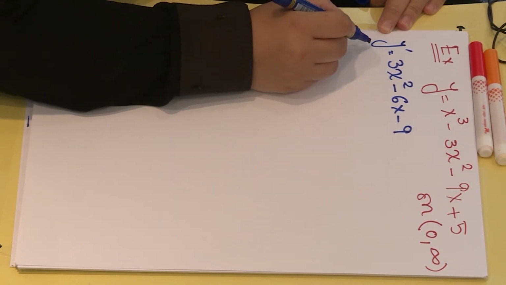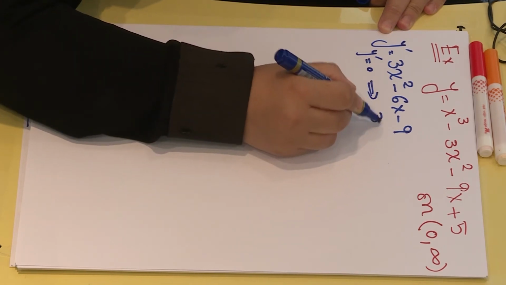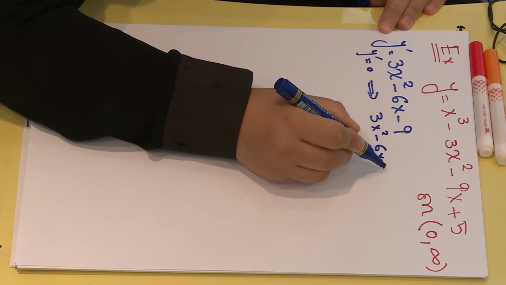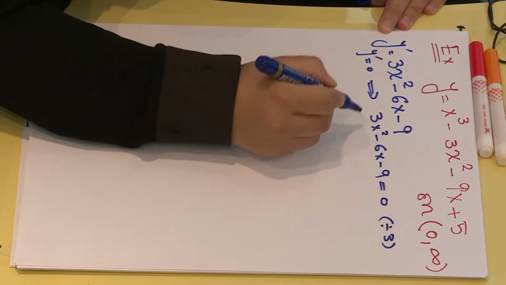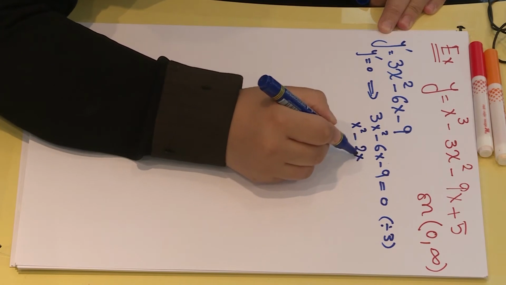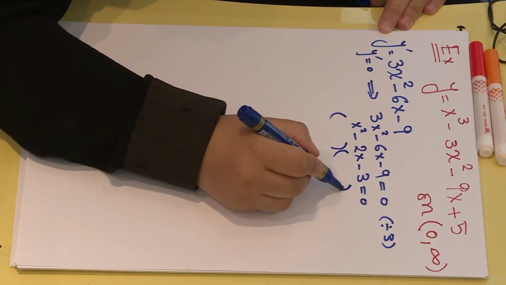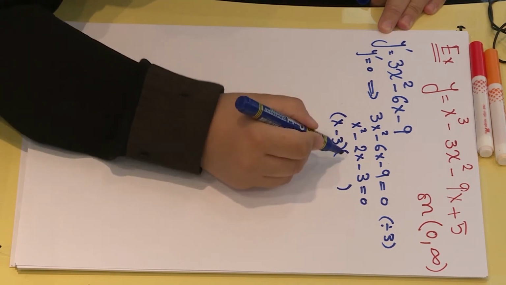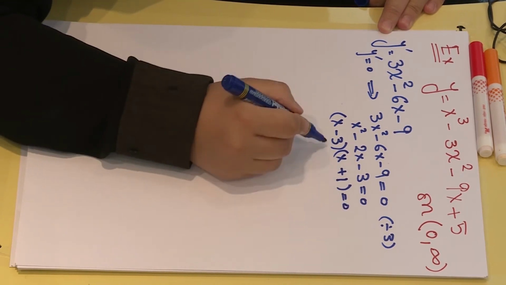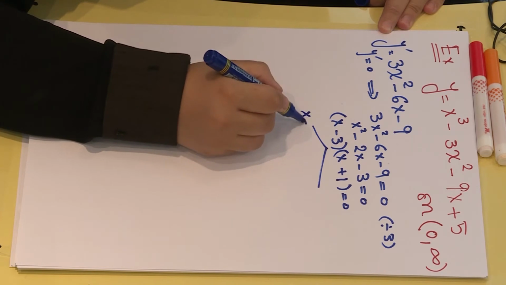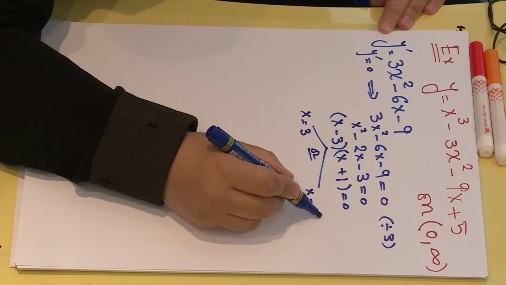Next, y prime equals 0 implies that 3x squared minus 6x minus 9 equals 0. Divide both sides by 3, I get x squared minus 2x minus 3 equals 0. Now we can factor this. We have x minus 3, x plus 1 equal to 0. So we have either x equals 3 or x equals minus 1.